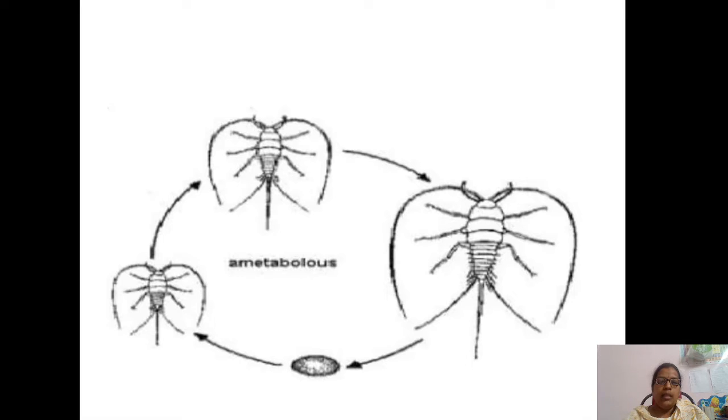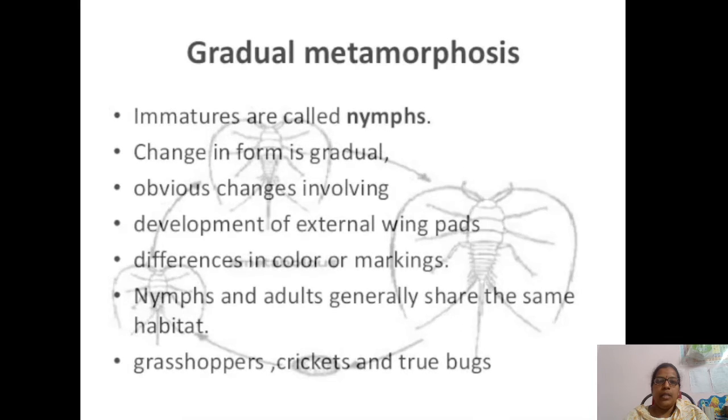You can see here the eggs hatch out to the immature ones. These immature ones will grow in size. You can see they are just increasing in size, but there is no change in the shape of the organism. So this is the ametabolous type that you can observe in the silverfishes.